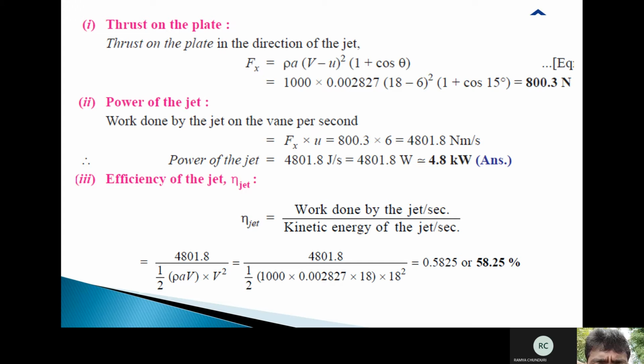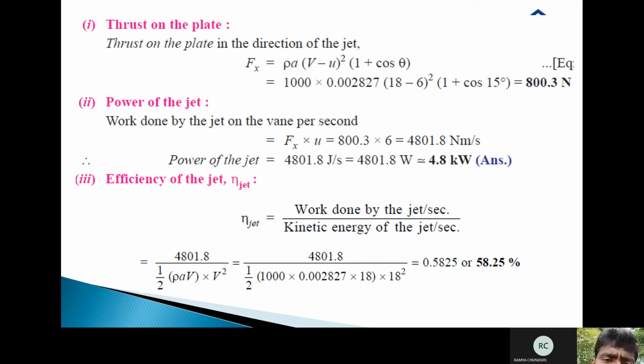Next, power of the jet. Power of the jet equals the work done by the jet, that equals 4801.8 joules per second. That equals watts, the joules are converted into watts. 4801.8 watts. That value is converted into kilowatts, 4.8 kilowatts.